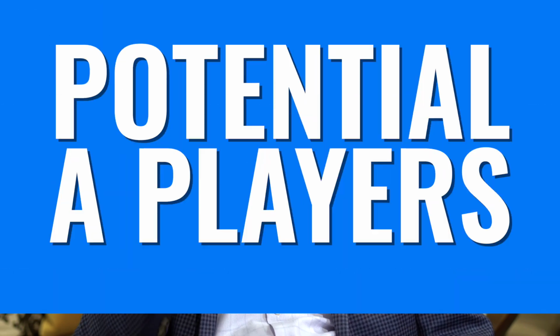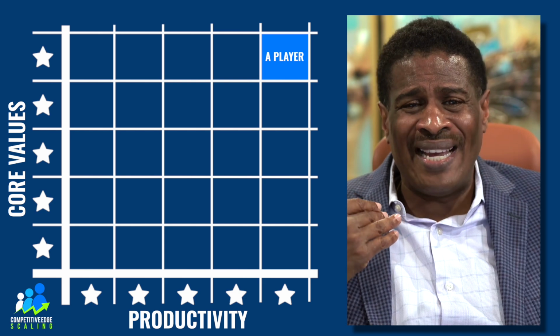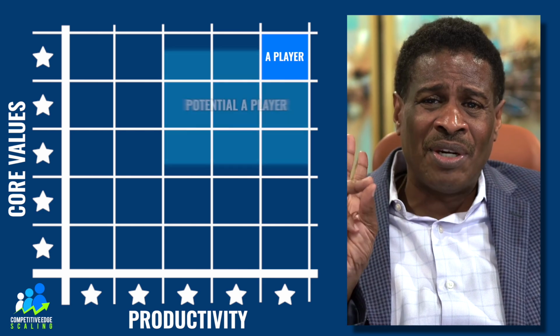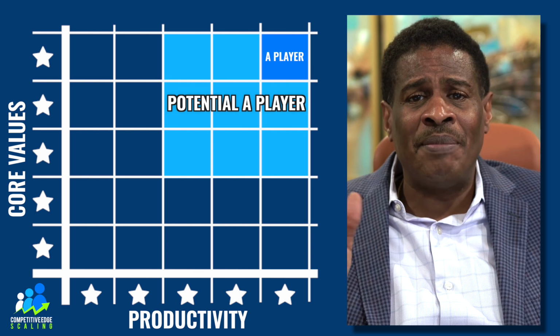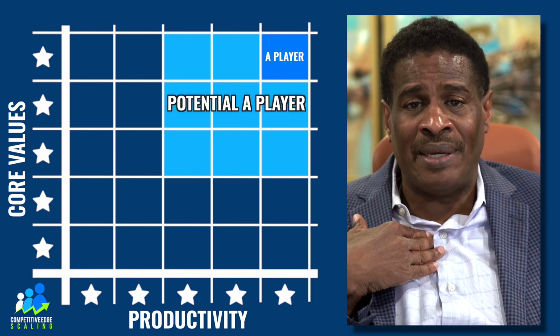However, we also have potential A players. These are the team members who aren't quite at the 5-star level yet, but are a 3 in both. These are the team members who, with some training and guidance, can become A players. But sometimes these potential A players may not have the capacity or the desire to become an A player. And so this is when we want to assess and make the decision on whether it's worth it to invest in coaching them up or if it's better to let them go.